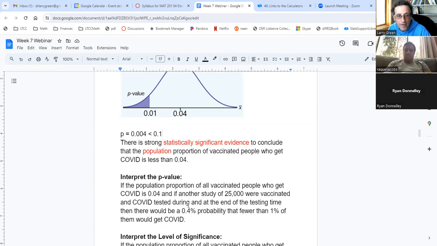So notice it's a very small probability, which means what's happening is this: if the population proportion of all vaccinated people get COVID is 0.04, when you have a very small percent chance of that happening, you say, well, that must not be true. Any questions on that?